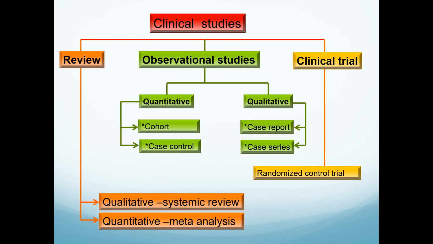When we are talking about the observational study, we are talking about two important entities, a qualitative and a quantitative. The qualitative is like case report and case series, and the quantitative is cohort and case control. In cohort, you have a retrospective cohort or prospective cohort, and more will be explained in a separate lecture about the clinical study.